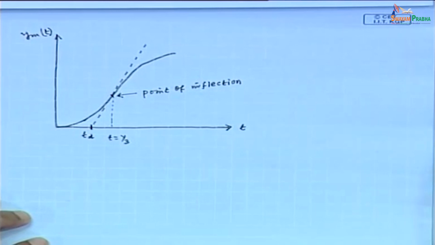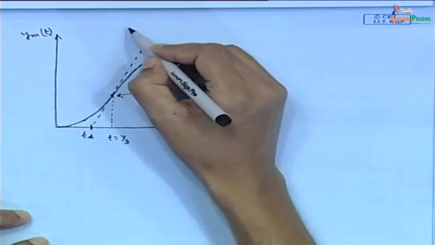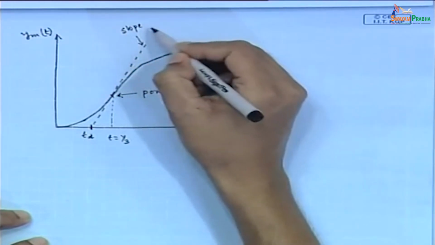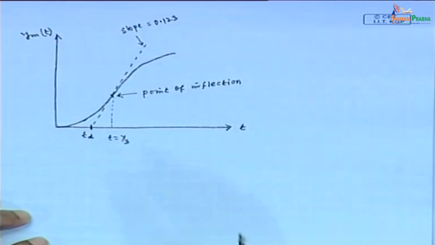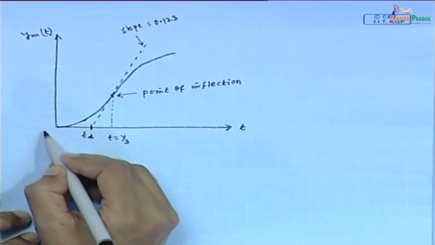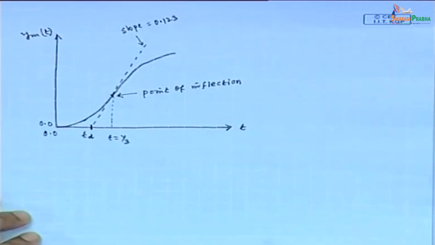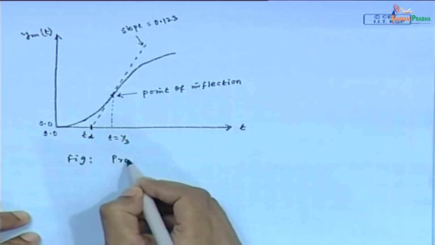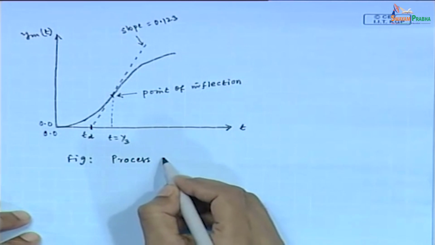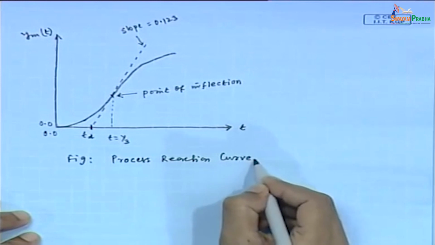Fine. Now, the slope we obtain is 0.123. So, this is the process reaction curve.